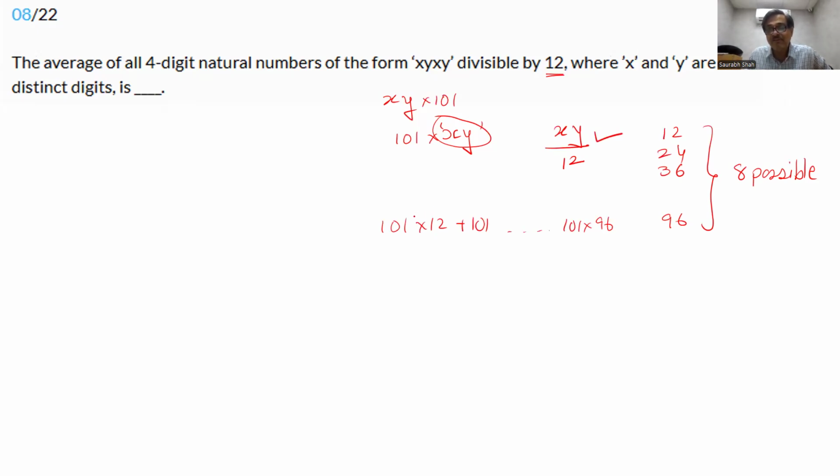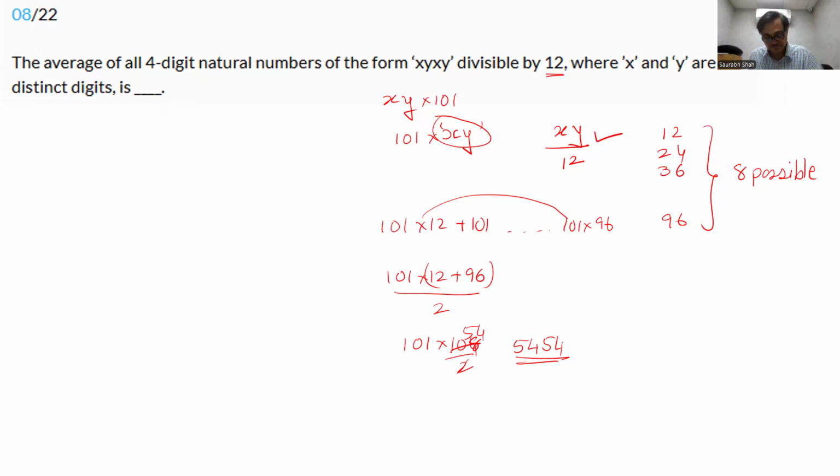Because this is an AP, we can find the average of the first and the last. I don't need to find the average of all 8. I'll simply do 101 into 12 plus 96, taking the first and last and 101 common. That is 101 into 108 by 2, which is 54. 54 into 101 is 5454. And that gives us the answer. The average of these for all the possible numbers is 5454. That's the answer.